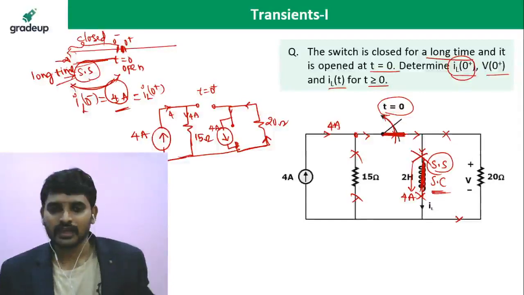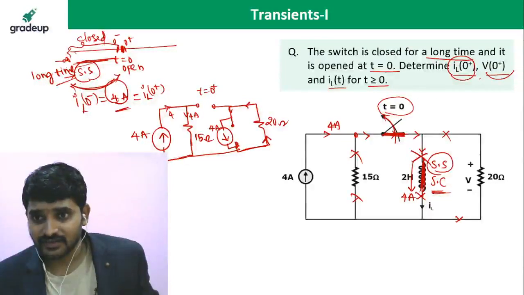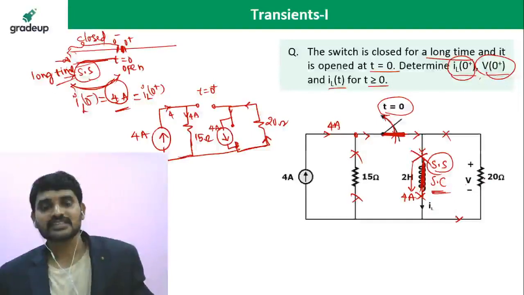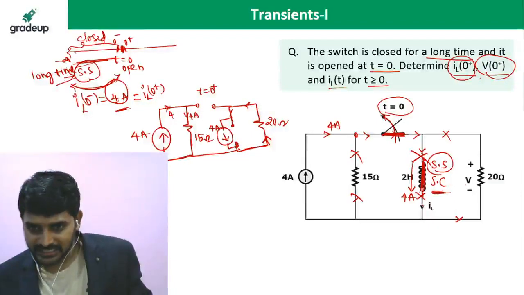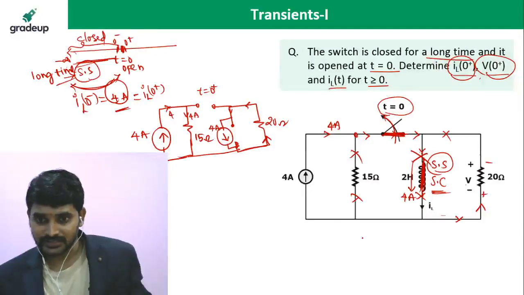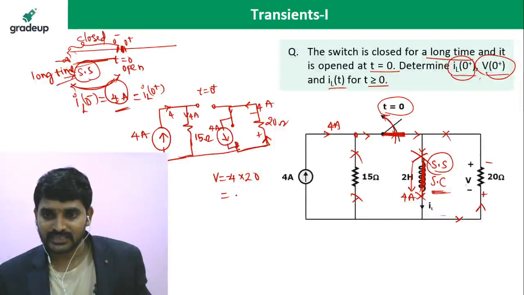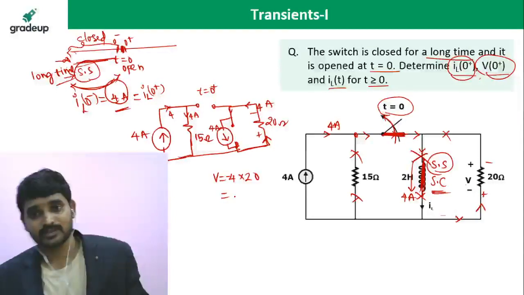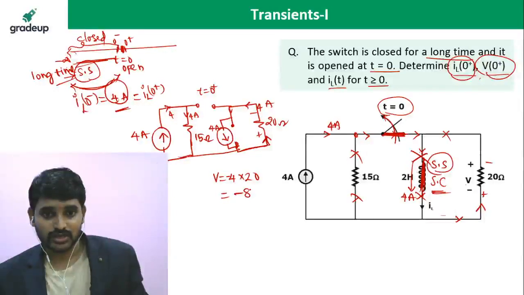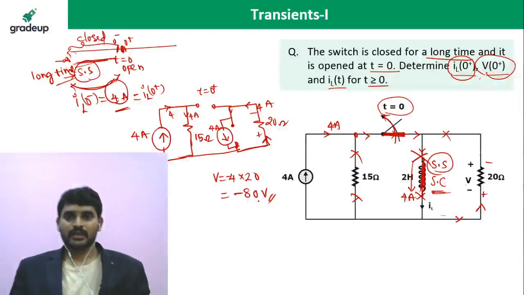Alright. Now what is the next question asking? V of 0 plus. Where is V? V is across 20 ohms. How is the current flowing? The current is flowing in this direction, sir. So positive polarity here, negative polarity here. How much current is flowing? 4 amperes. So the voltage across 20 ohms will be, of course, minus polarity according to the given polarity. Given polarities are plus and minus, but actual polarities are minus and plus. So you are going to get minus 80 volts. That is V of 0 plus.